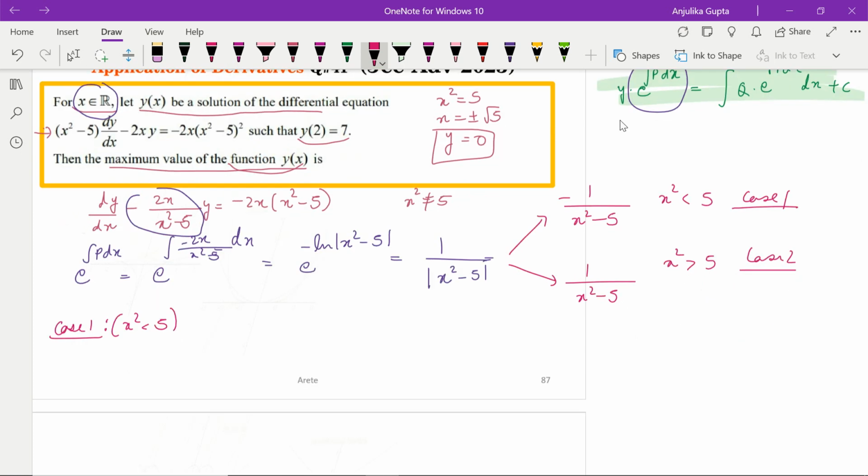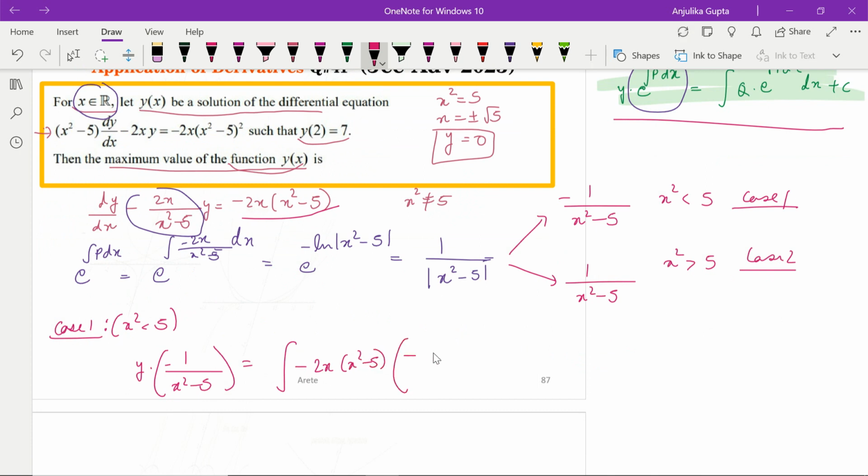Now let's write the solution. This is your solution, right? y times the integrating factor is equal to integral of q. Who is your q? This, right? So minus 2x times x square minus 5 times the integrating factor, plus a constant. Now things are very simple. This gets cancelled. Minus minus becomes a plus, and you are left with minus y over this is equal to x square plus c. So simple, right?